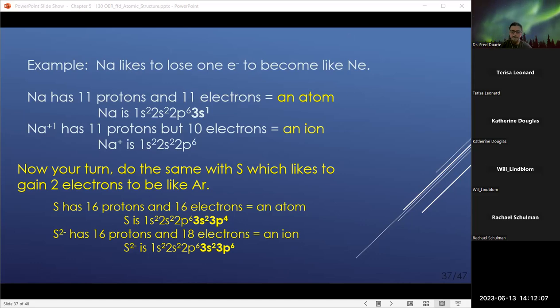And you know what else? For nonmetals, we change the name. For metals, when they lose electrons, like here, to distinguish between the atom and the ion, we just say sodium atom or sodium ion. Okay, that's all we do.